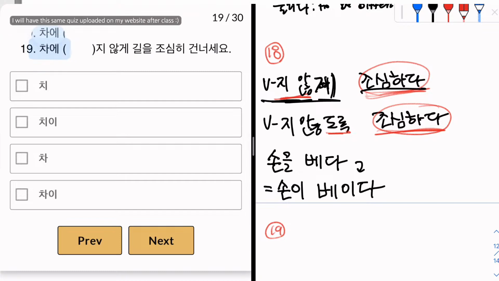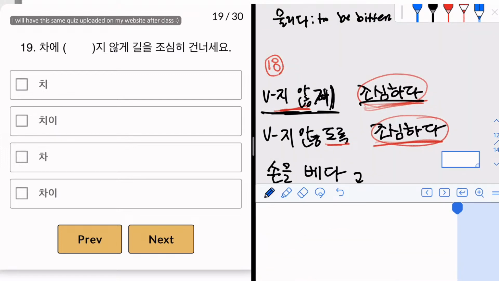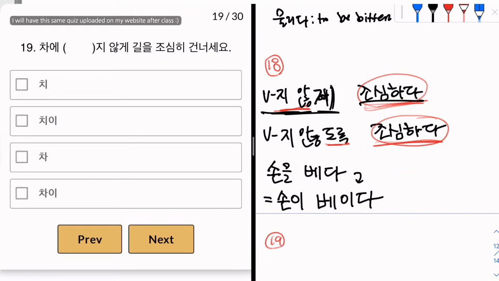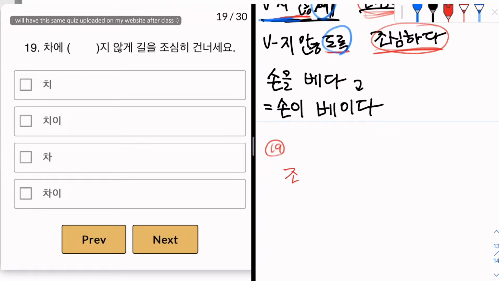가보겠습니다. 차에 verb지 않게 길을 조심히 건너세요. So we just learned what this 게 and this 도록 means: so that this happens, right? So here it also means so that verb doesn't happen. 길을 조심히 건너세요. 조심하다 means to be careful, and 조심히 is an adverb that means carefully.